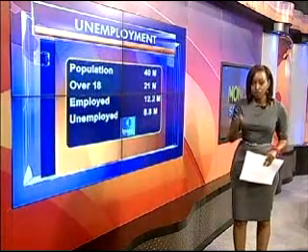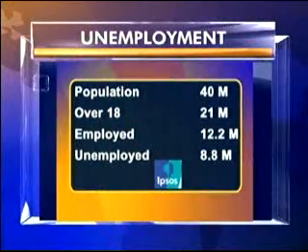Now, we are at 40 million. Out of this, 21 million are above 18. That represents about 52% of the population. The number that is working is 12.2 million people, which is 58% of the number that is 18 and above. And that number that is unemployed out of those 18 and over is 8.8 million. That is the 42% which we mentioned to you a little earlier on.